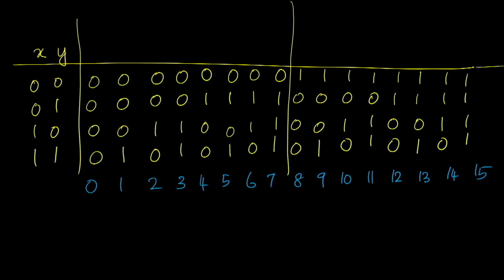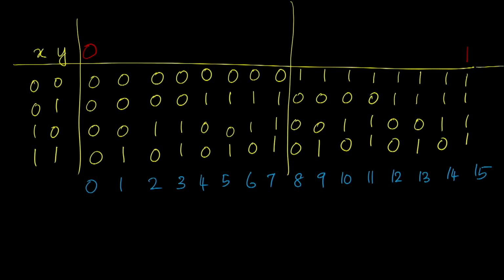Now let us analyze these columns. Look at the 0th column. The 0th column produces a 0 irrespective of the input. Whatever be the values of x and y, the output is 0. Therefore, we call this the 0 function. Its mirror image is column 15. In column 15, the output is 1 irrespective of the input value. Therefore, this function we call 1.